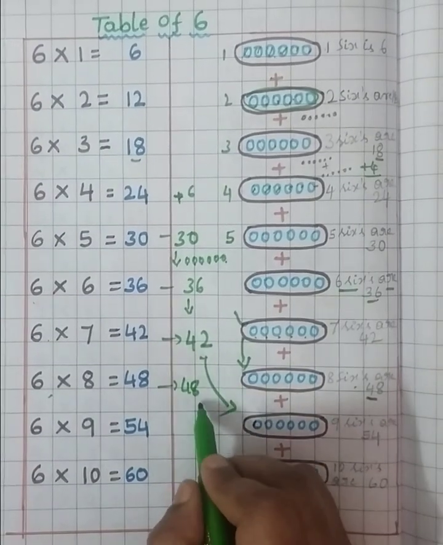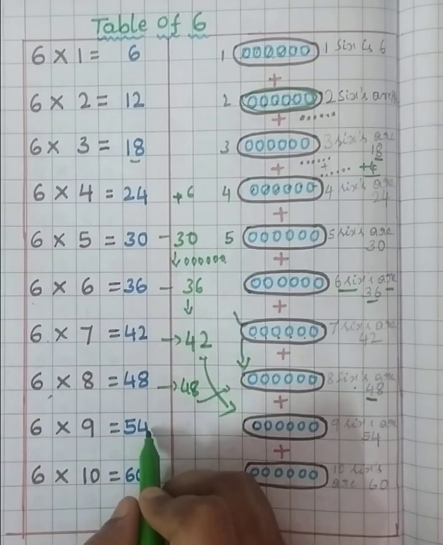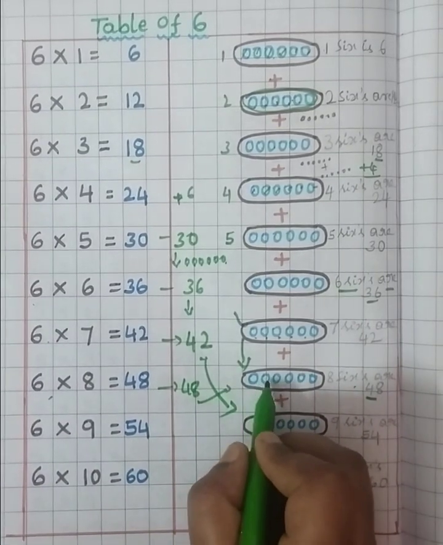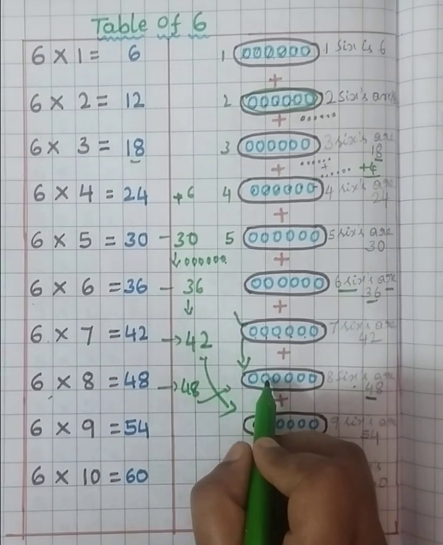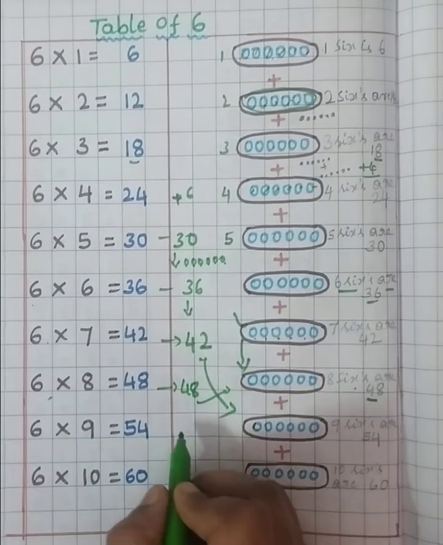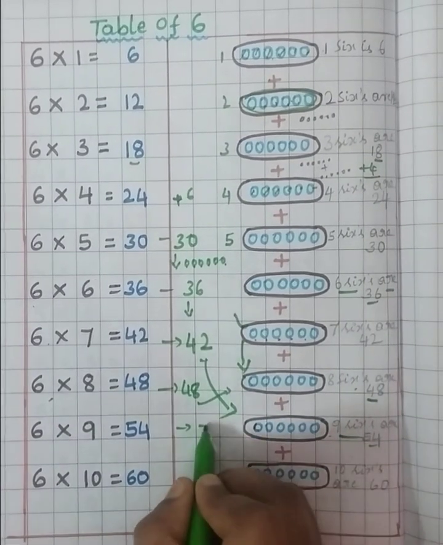So again for this we have to add, this 6 9s are. So to this 48 we add again 6 balls. 1 2 3 4 5 6. 48, after that 49, 50, 51, 52, 53, 54. That is 6 9s are 54. So 9 6 are 54.